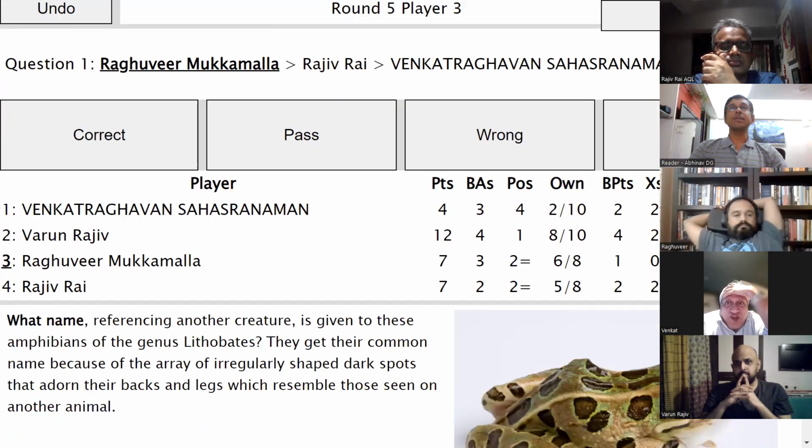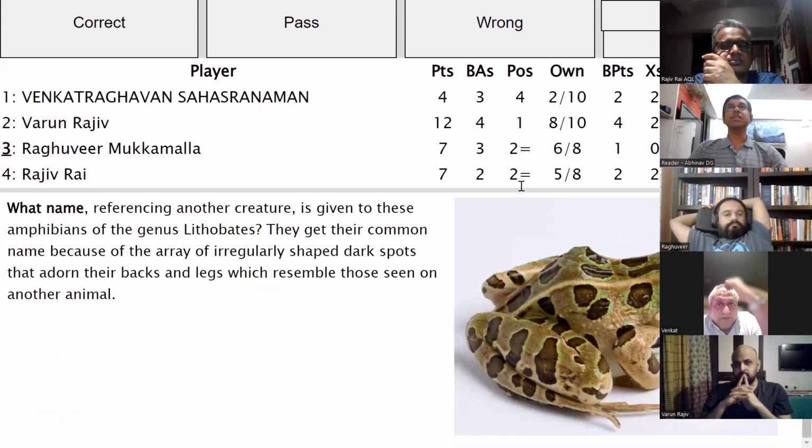What name referencing another creature is given to these amphibians of the genus Lithobates? They get their common name because of the array of irregularly shaped dark spots that are on their backs and legs, which resemble those seen on another animal. Again, two-word name.